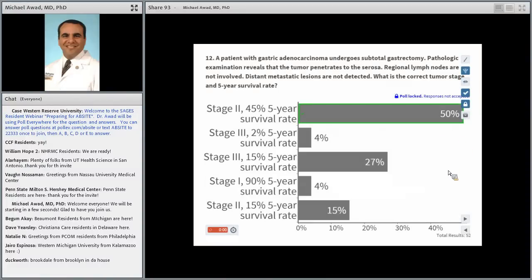All right, so this one is indeed a stage 2 based on its tumor penetrating to the serosa. That's N0 and M0 based on no nodes or metastatic lesions. And so this is a stage 2. Generally, this has a 45% 5-year survival rate. In general, a stage 1 lesion has a fairly favorable prognosis. Stage 4 involves distant metastatic disseminated disease, and the survival rate is pretty much negligible. But this one is important as this tends to come up on the ABSITE from time to time.